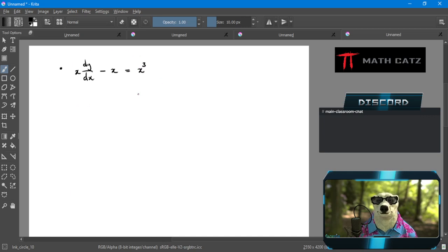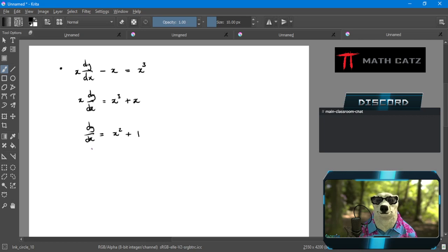Now, in this form, it looks much worse than it is. If I isolate dy/dx, it's going to be much better. So I could say, let's isolate the dy/dx term to get x cubed plus x, and then we divide throughout by x to get dy/dx equal to x squared plus 1. Of course, I have to divide throughout.